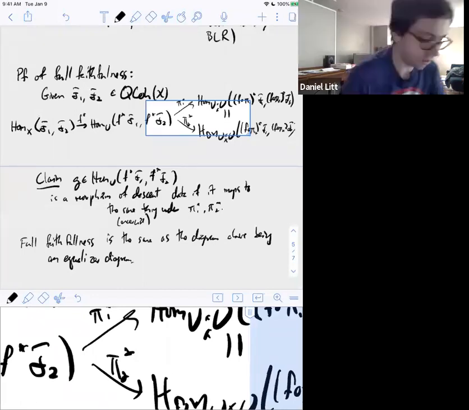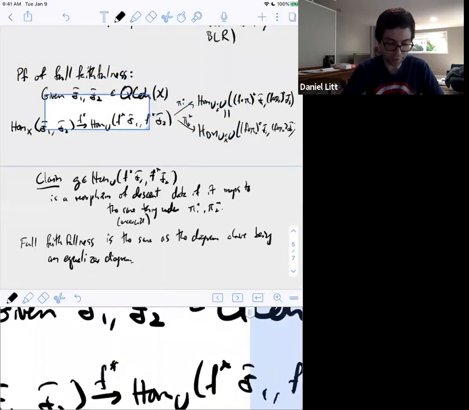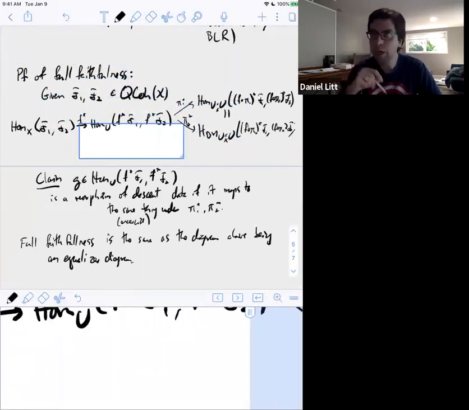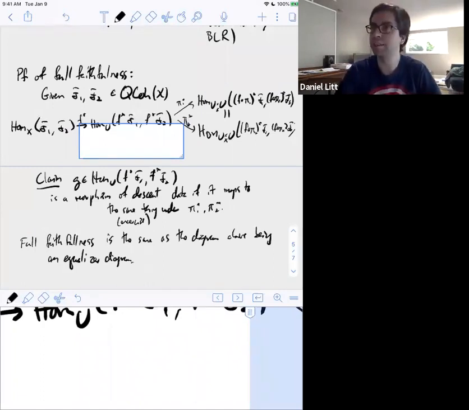Great. Okay. So can anyone tell me, maybe assuming this full faithfulness or assuming this equalizer diagram, why quasi-coherent sheaves give you sheaves on the Etale or the fppf side? We'll go through this again later. I'll actually write it in the notes, but I just wanted to check you guys are following.